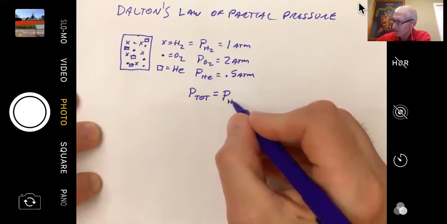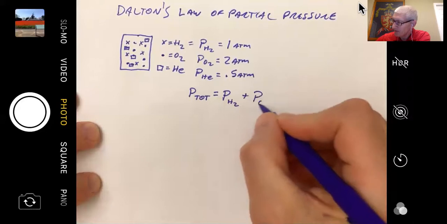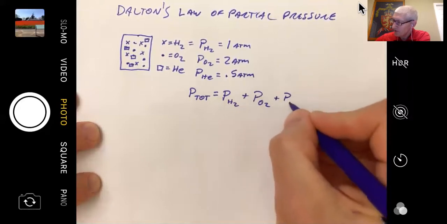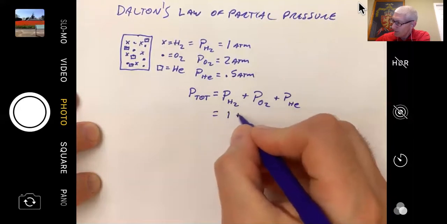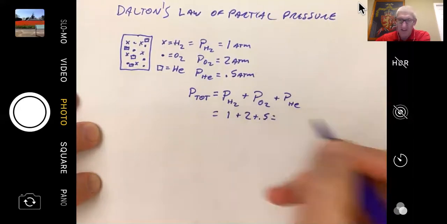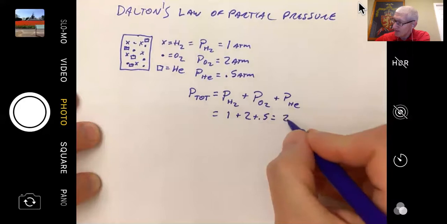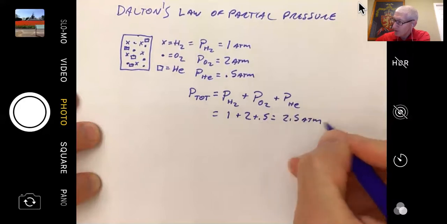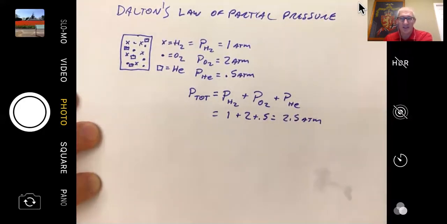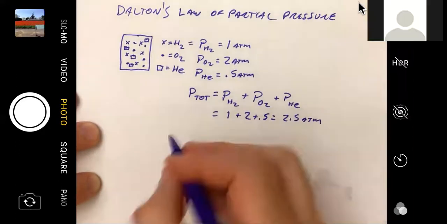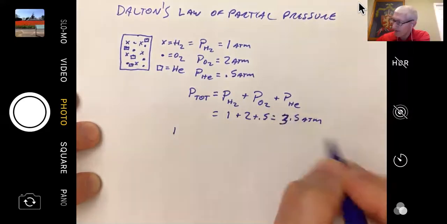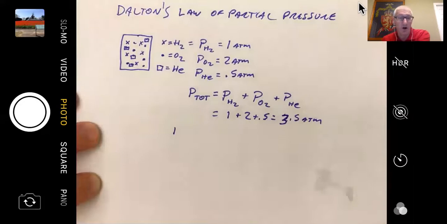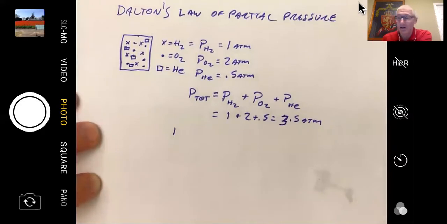So I'm going to take the pressure from the hydrogen plus the pressure from the oxygen plus the pressure from the helium, which would be 1 plus 2 plus 0.5, just leaving off units, but I'll put them at the end. And so Dalton's law of partial pressure is literally this easy. You just add the pressures. Isn't it 3.5? Because I'm not properly caffeinated because I only drink decaf coffee now. You're exactly right, Lauren. Thank you.